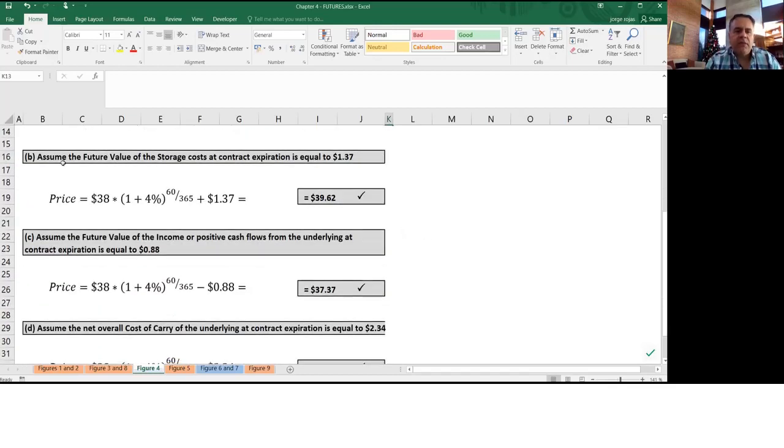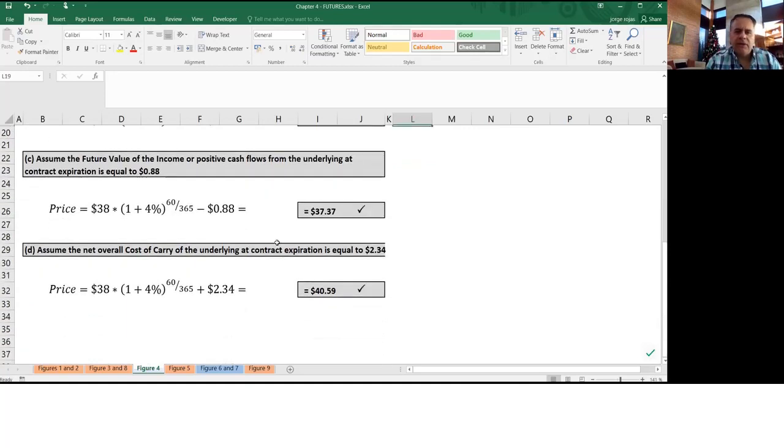In case B, we will have a future value of the costs of storage of $1.37. We're already given the future value, so all we need to do is add it because it's a cost. So we will add it to the previous price, and we will have a correct arbitrage-free price of the contract of $39.62.